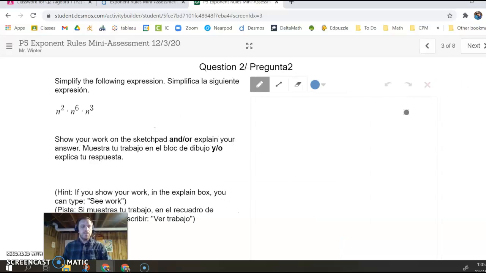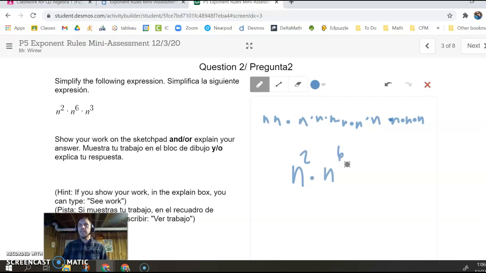So taking a look at this one here, we have n squared times n to the sixth times n to the third. Remember the product rule. We can just add exponents, or you can write this out and count them. Just make sure that you're not as sloppy as I am. And you get 1, 2, 3, 4, 5, 6, 7, 8, 9, 10, 11. Or you could say n to the second times n to the sixth times n to the third is n to the 2 plus 6 plus 3, which gives you n to the 11th.